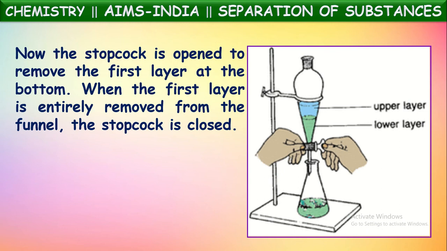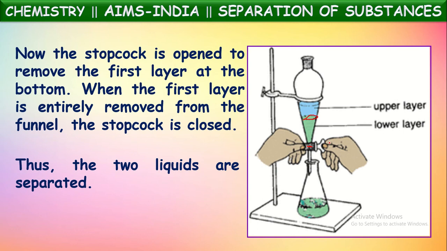Now what are they doing? See, now the stopcock, this tap, is opened to remove the first layer. When the first layer is entirely removed and the second layer reaches this stopcock here, immediately the stopcock is closed. Thus the two liquids are separated. Generally, for the separation of two immiscible liquids, they use this separating funnel.